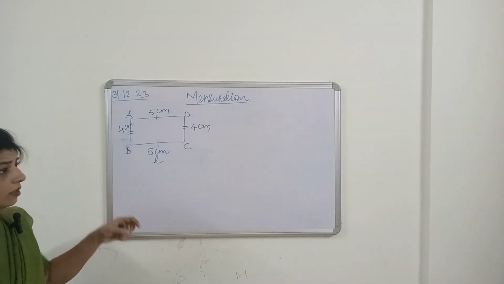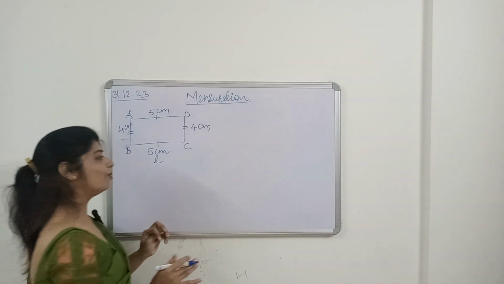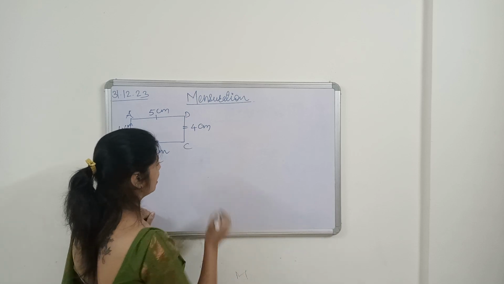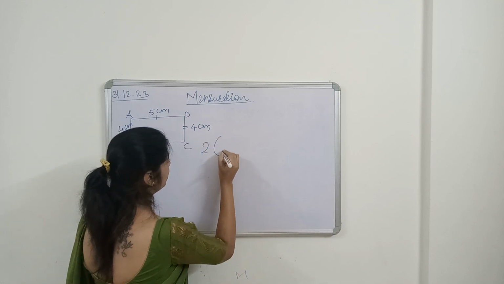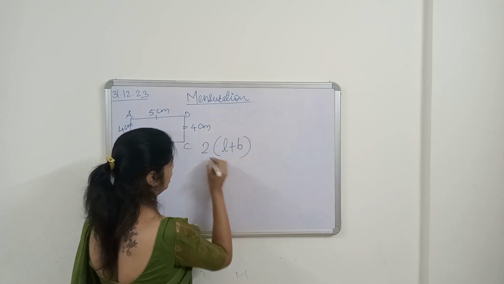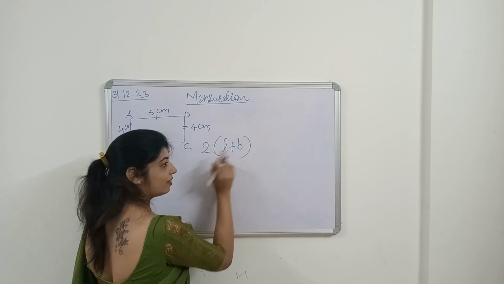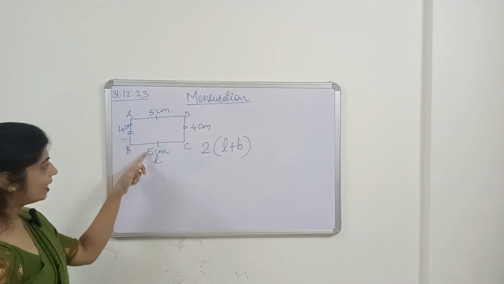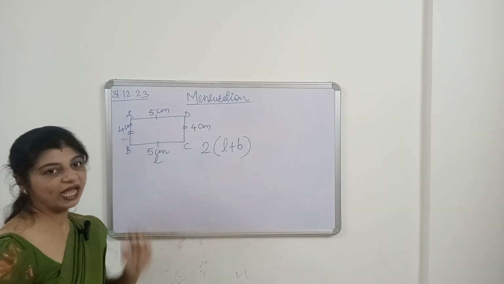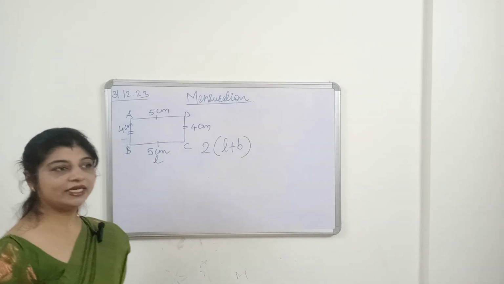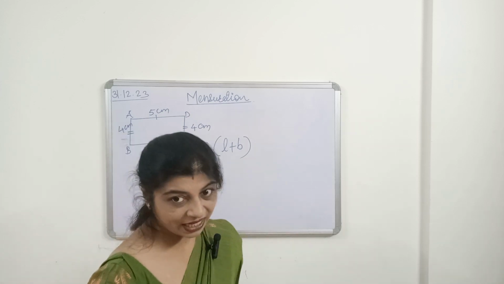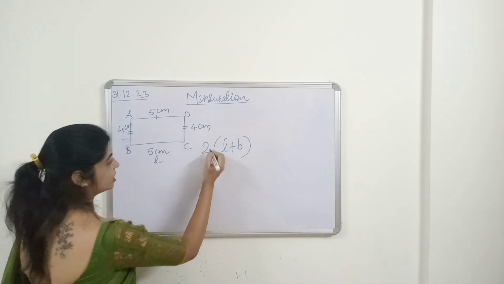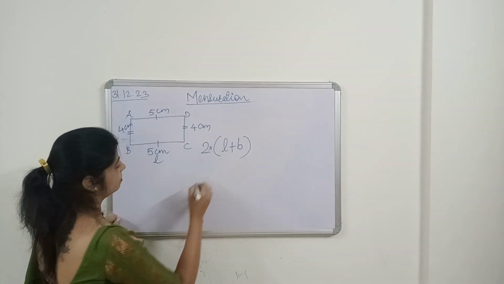So no doubt, 99% of us know that to calculate the perimeter of a rectangle, we use this formula: 2 in bracket L plus B. It means 2 times length and 2 times breadth. But why? How practically? See, you have 2 lengths and 2 breadths. So instead of calculating them separately, we use the formula.